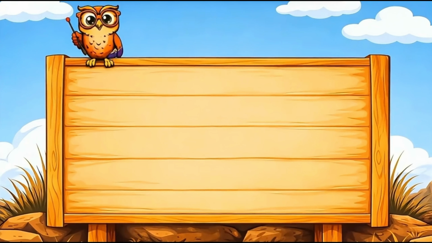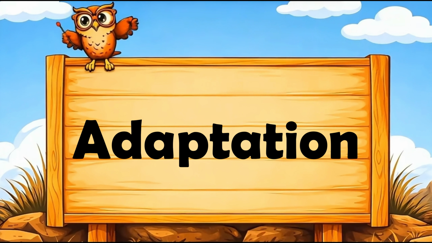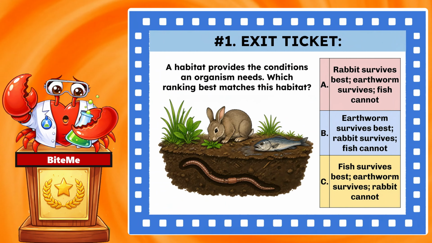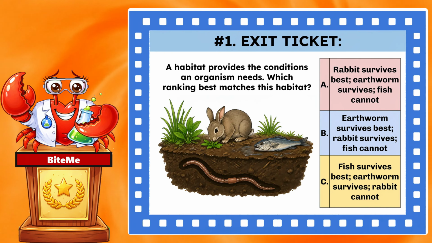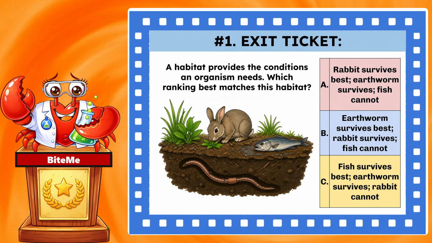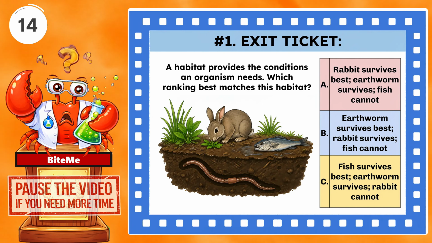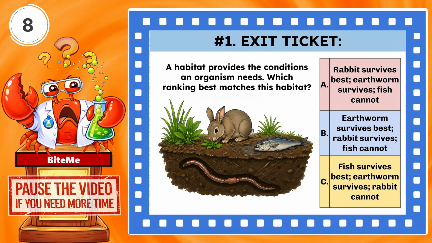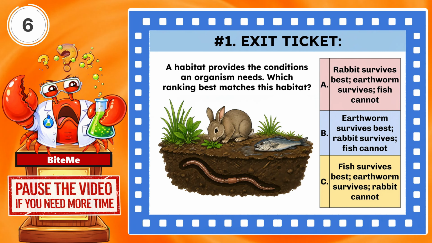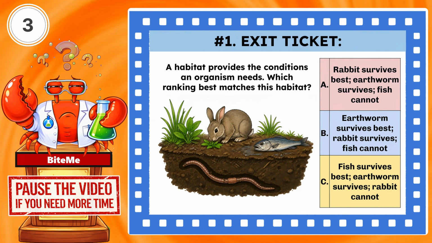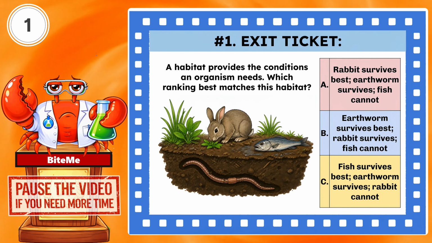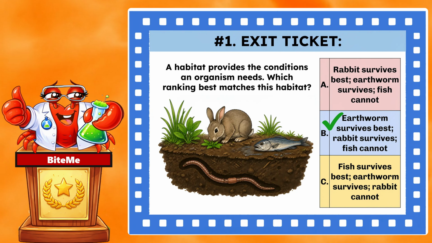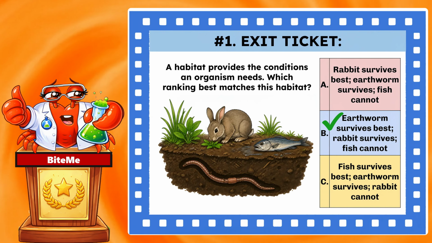Our lesson for today is about adaptation. Let's begin. A habitat provides the conditions an organism needs. Which ranking best matches this habitat? And the correct answer is letter B. Earthworm survives best. Rabbit survives. Fish cannot.